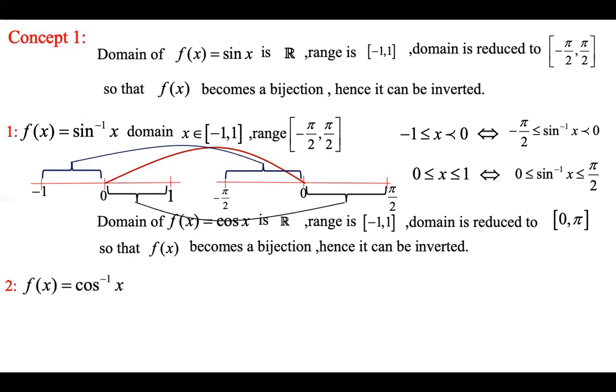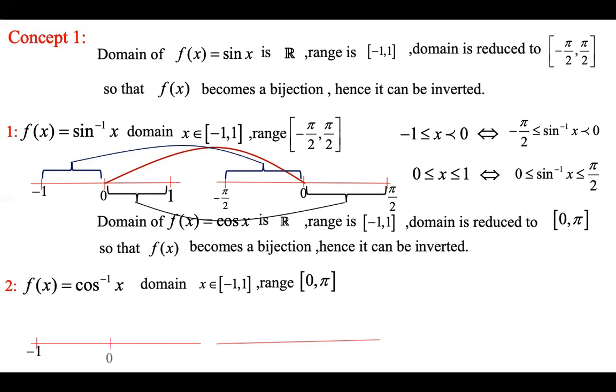Now in that interval, f(x) is equal to cos inverse x. Its domain is from -1 to +1, and the range is 0 to π. So in this interval, let us try to understand what the behavior of the cos inverse function is. The domain is -1 to +1 like this, and the range is 0 to π like this, right? So these are the intervals given there.